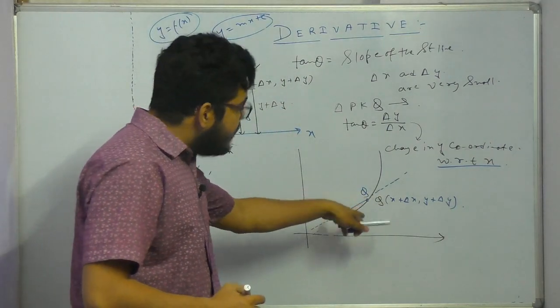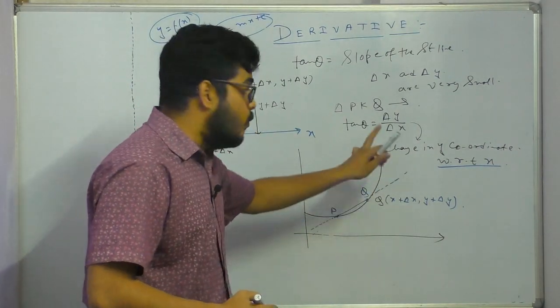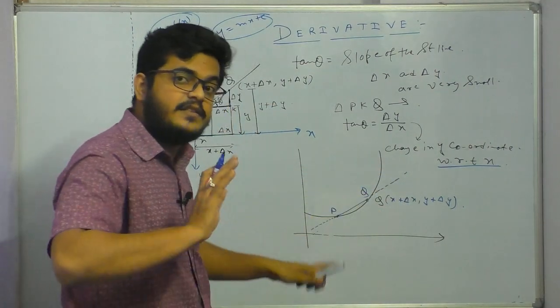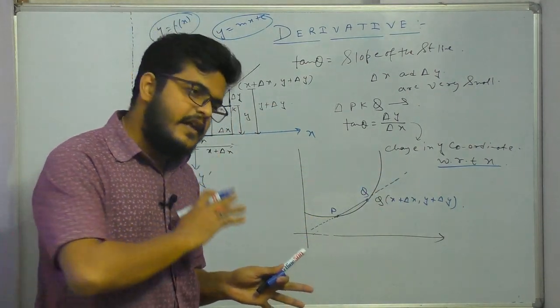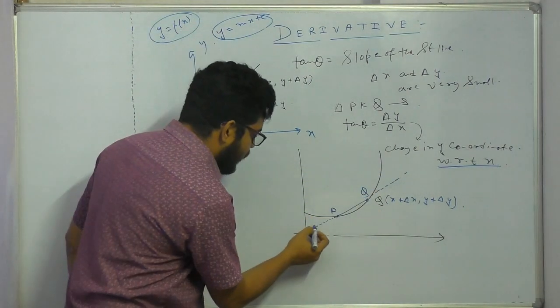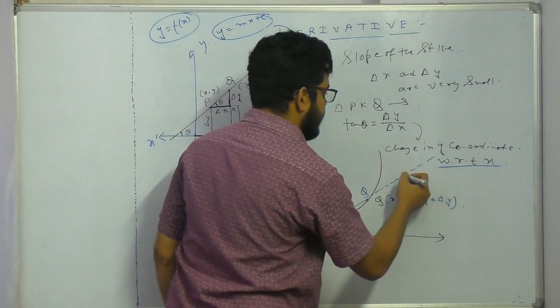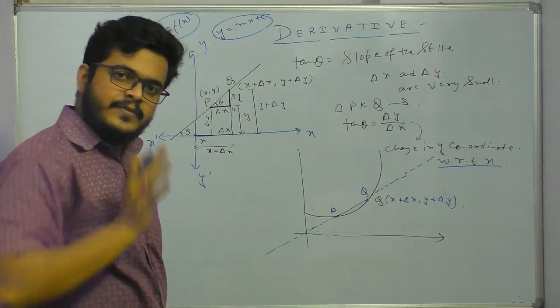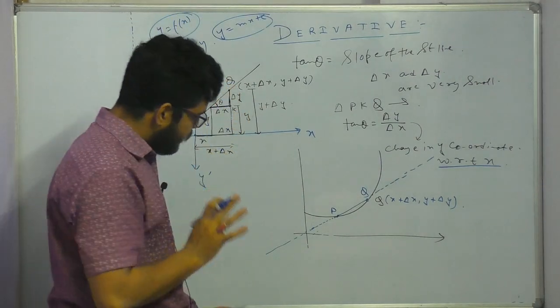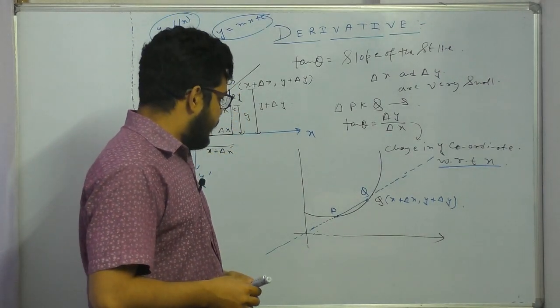The line segment is the line segment of which straight line? This straight line. Since the straight line has no boundary, no starting point, no ending point, this is going to be infinite in length. This is also going to be infinite. Okay, fine. Clear?